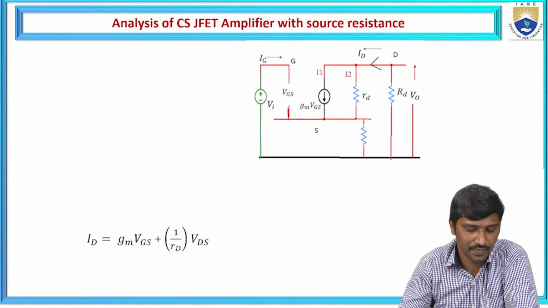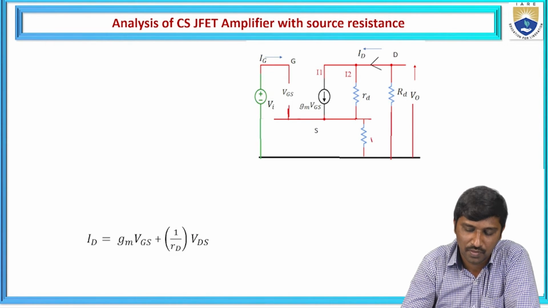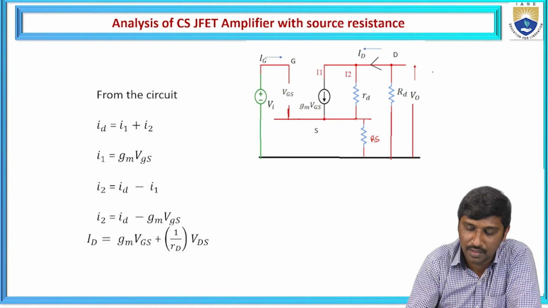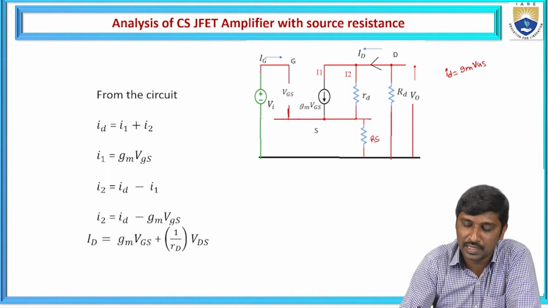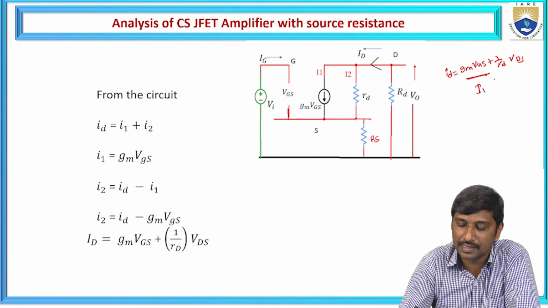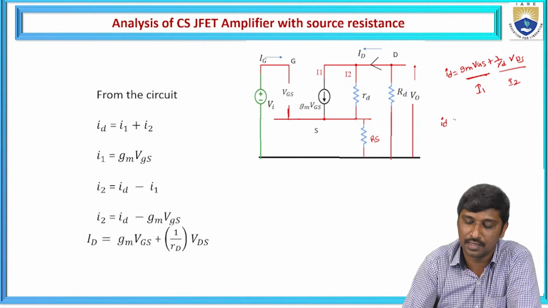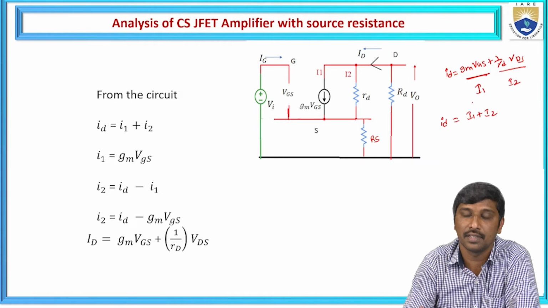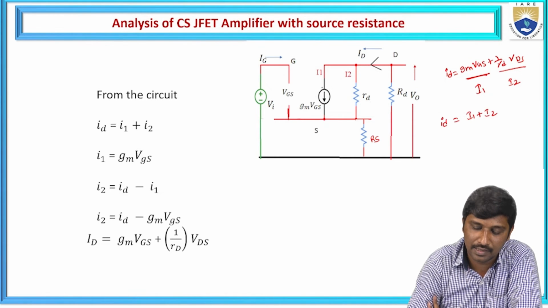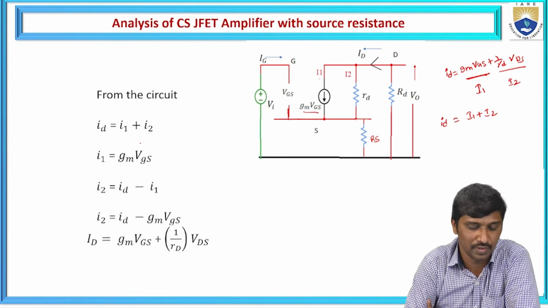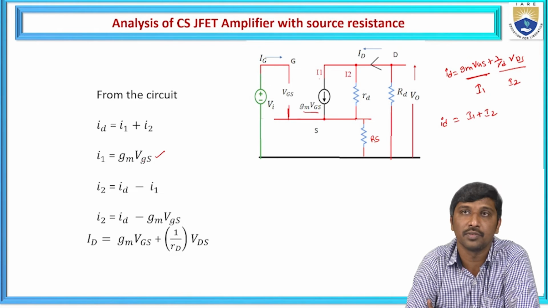So, let us consider the same circuit and analyze it. We know ID is represented as Gm into VGS plus 1 by RD into VDS. Now, the first product, Gm into VGS, I take as current I1, and 1 by RD times VDS I take as I2. Hence ID is equal to the summation of I1 and I2, where I1 is Gm into VGS.